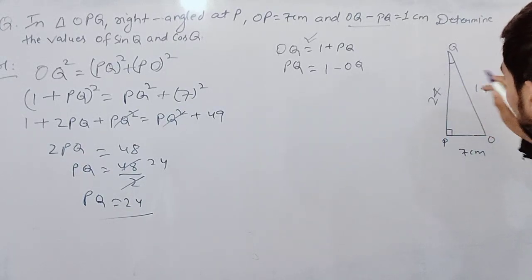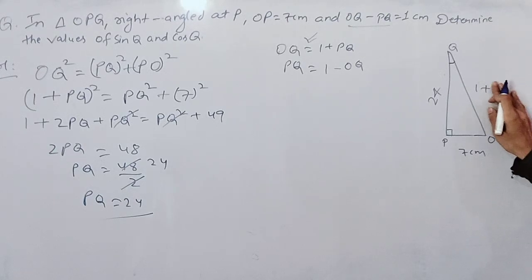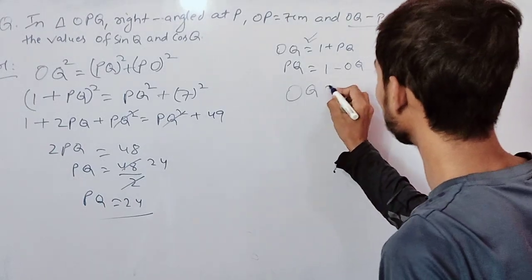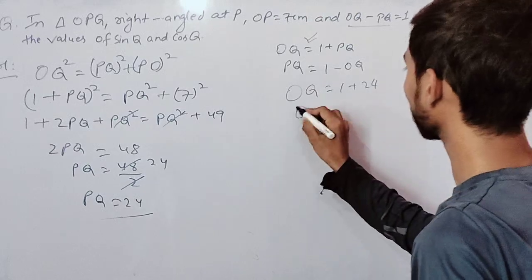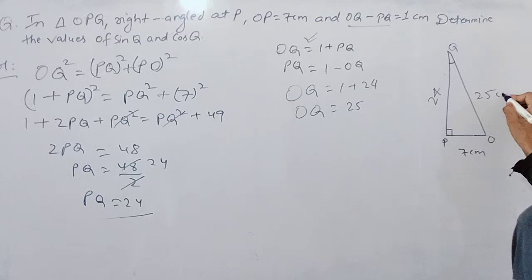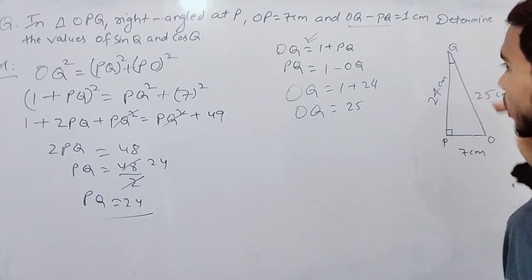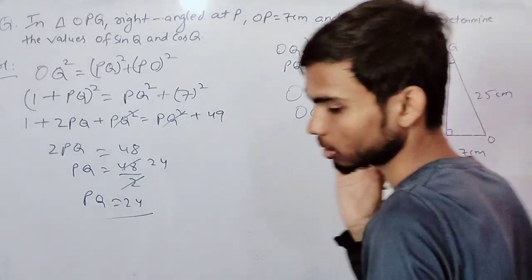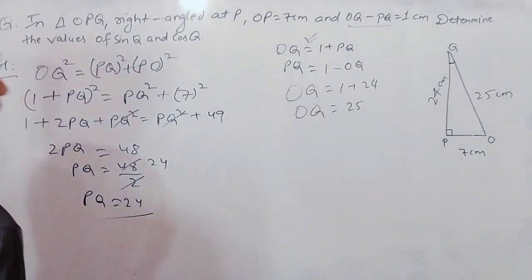If this came as 24, we can say, as we know, OQ will be what? 1 plus 24. So OQ will be 25. So it is 25 centimeter. That's how we found it.